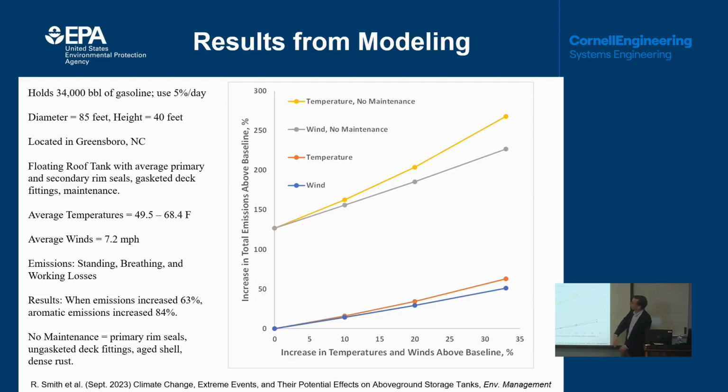Now, what happens when there's lack of maintenance? Some of the rim seals are just primary instead of also having a secondary working rim seal, or some of the deck fittings aren't gasketed properly. If the shell of the tank gets aged and rusted, that adds to emissions as well. And what happens is, just at the baseline, emissions jump to 125% above the baseline. So this maintenance is a really important thing.